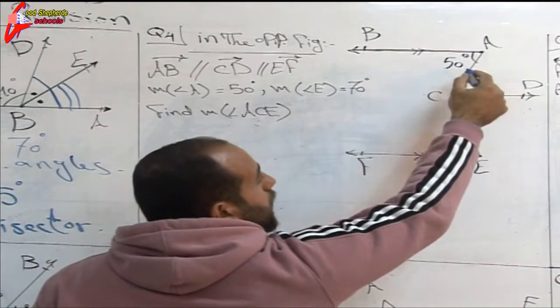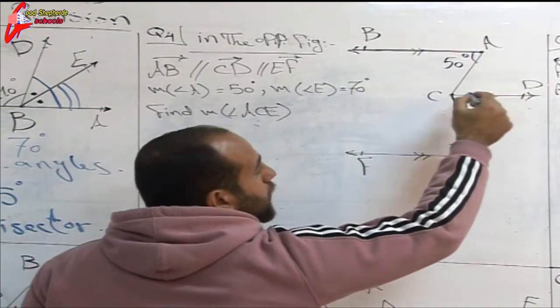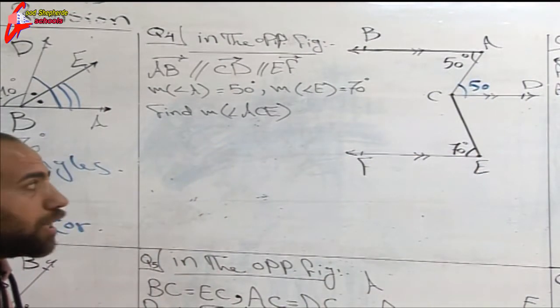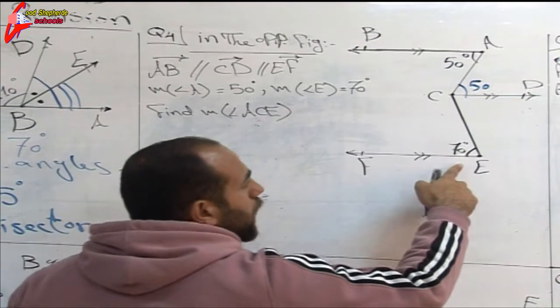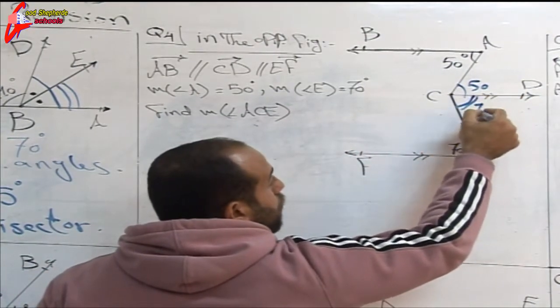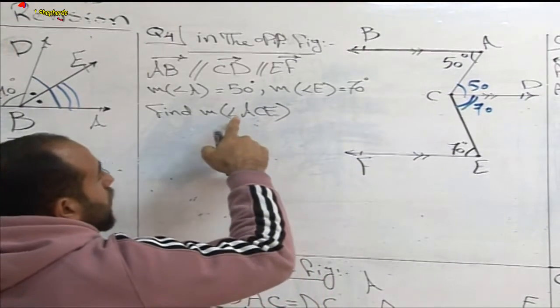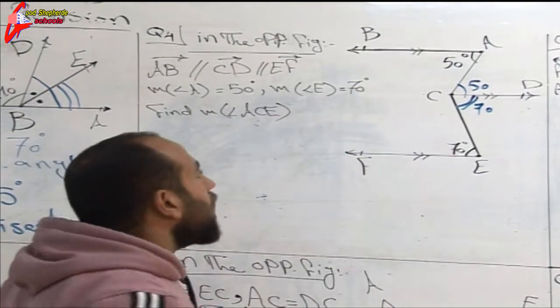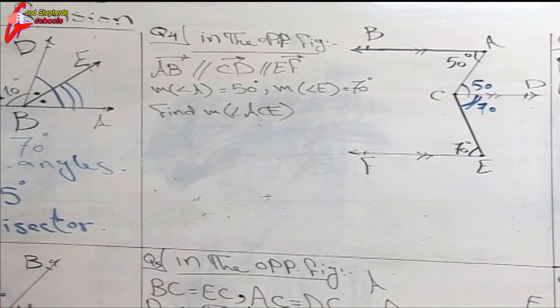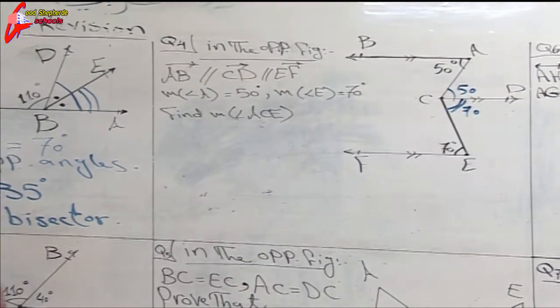Now, measure of angle A equals measure of angle ACD equals 50, alternate angles. And measure of angle E equals measure of angle DCE, alternate angles also, 70. So to find the ACE, you have to add 50 plus 70 to get 120. But how to write it in steps?